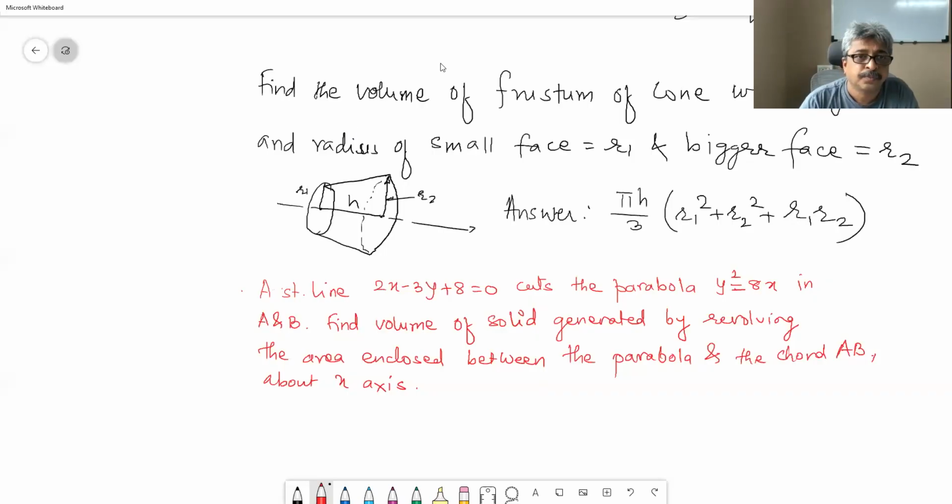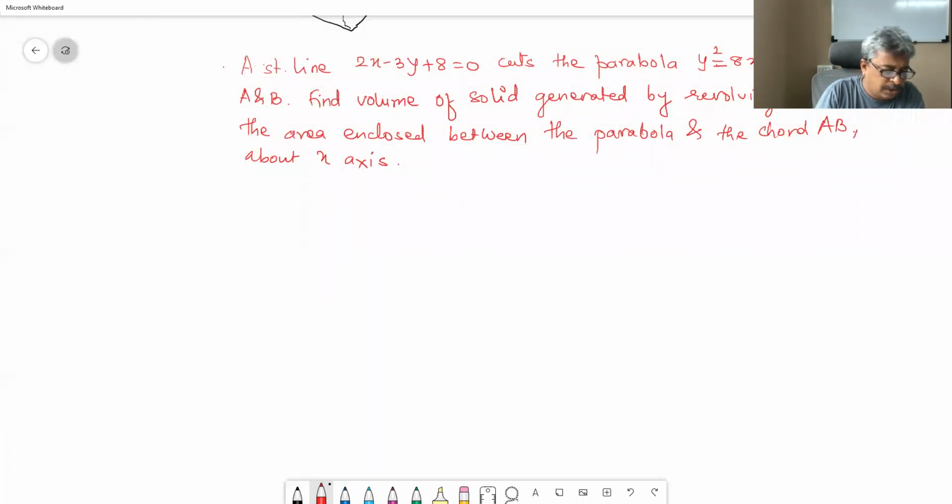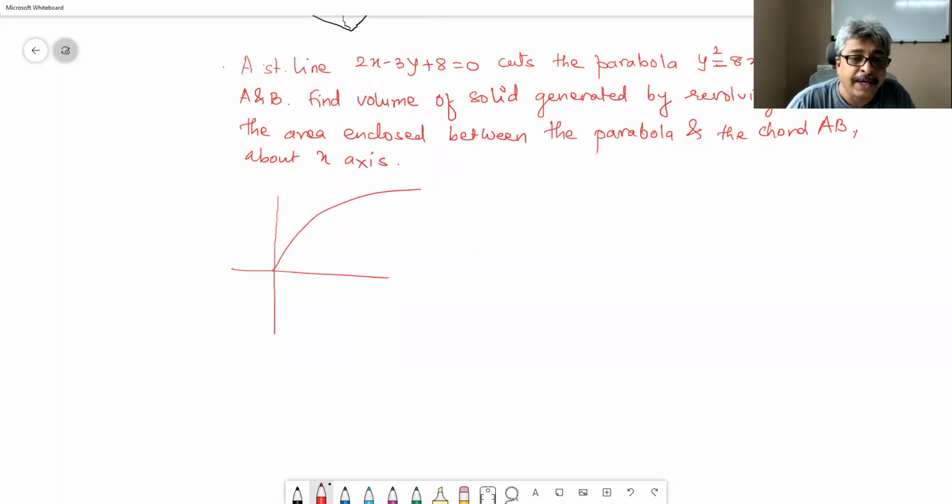The area is going to be looking like this. First of all, you have a parabola, and then you have a chord 2x minus 3y plus 8, something like this, not to scale. So if you solve them simultaneously, you will get the x coordinates 2 and 8, corresponding y coordinates 4 and 8.